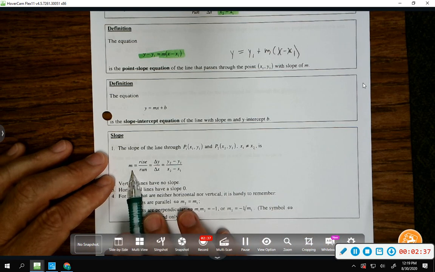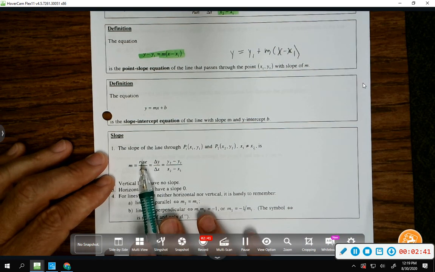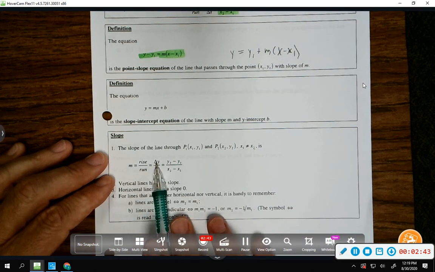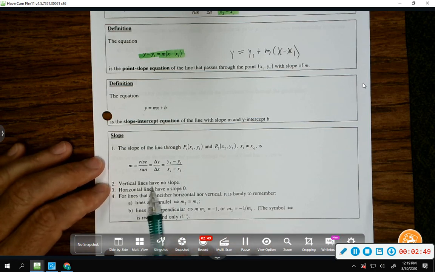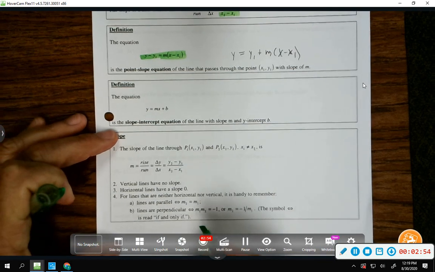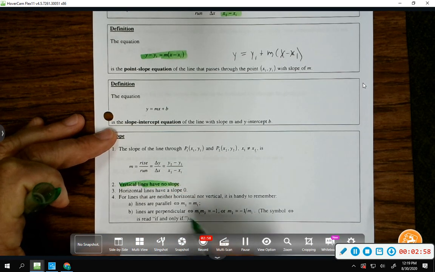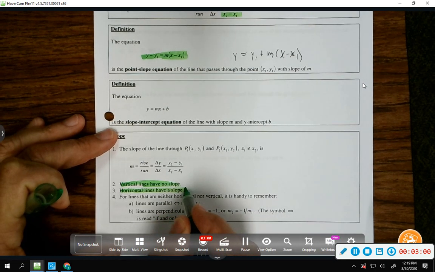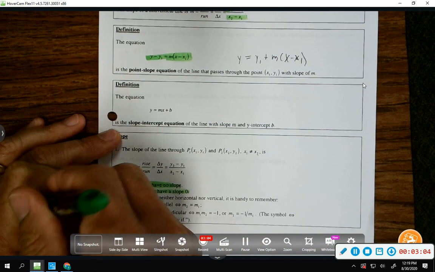We can always find the slope, like we stated up here at the top, by doing rise over run. Delta y over delta x, subtract the y coordinates over subtract the x coordinates. Remember, vertical lines have no slope. This is critical that we remember this. Vertical lines have no slope, whereas horizontal lines have a slope of 0. Remember, vertical lines are up and down, horizontal are left and right.